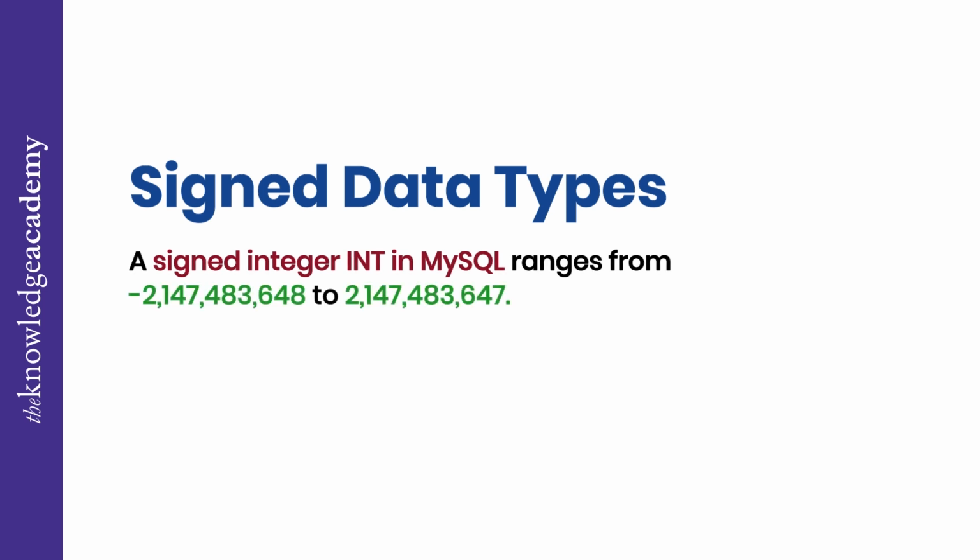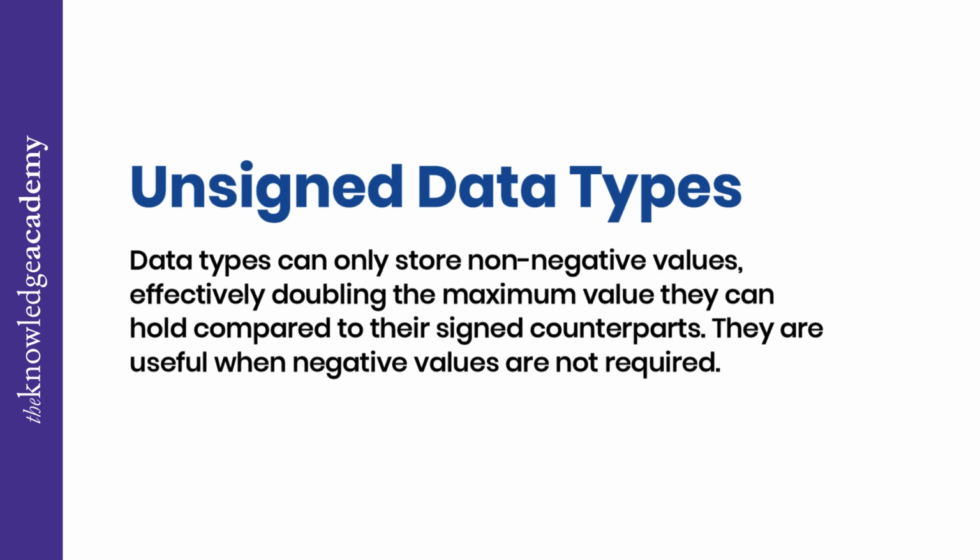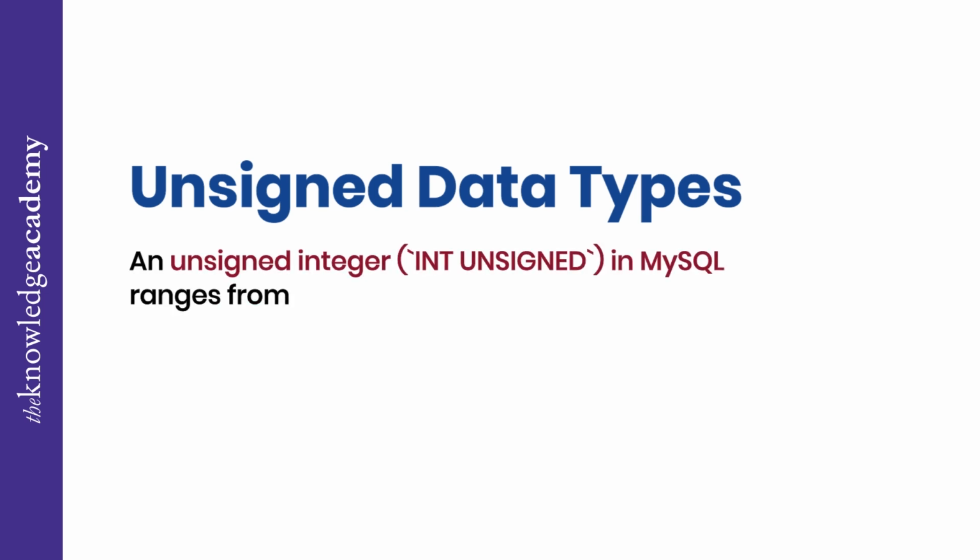On the other hand, unsigned data types are data types that can only store non-negative values, effectively doubling the maximum value they can hold compared to their signed counterparts. They are useful when negative values are not required. For instance, an unsigned integer in MySQL ranges from 0 to the number shown on your screen.